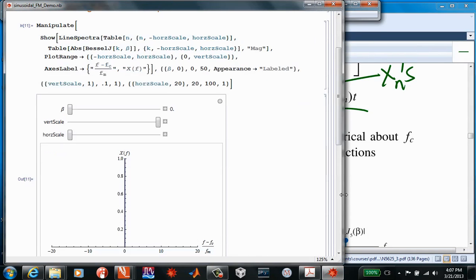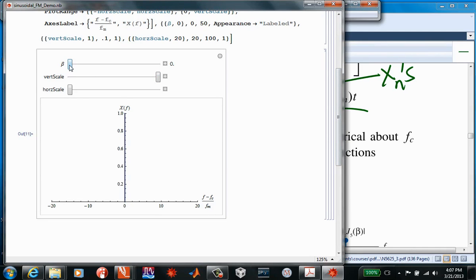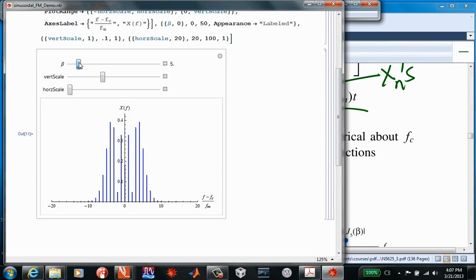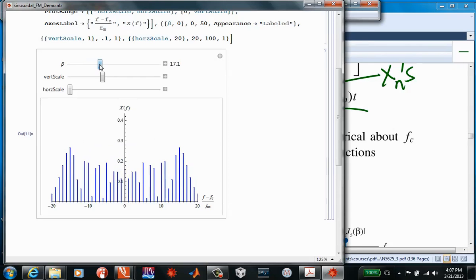Here's a little animation now just to show you what happens as I increase beta. As I increase beta, notice how the sidebands are growing. And we'll revisit this again later, but as I increase beta, more and more sidebands. And what does that mean? The spectrum occupied by just that single sinusoid is spreading out bigger and bigger and bigger.